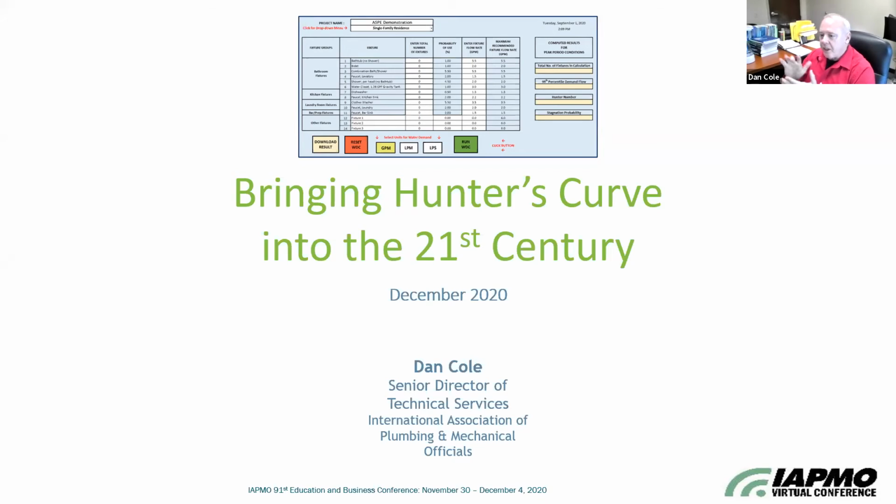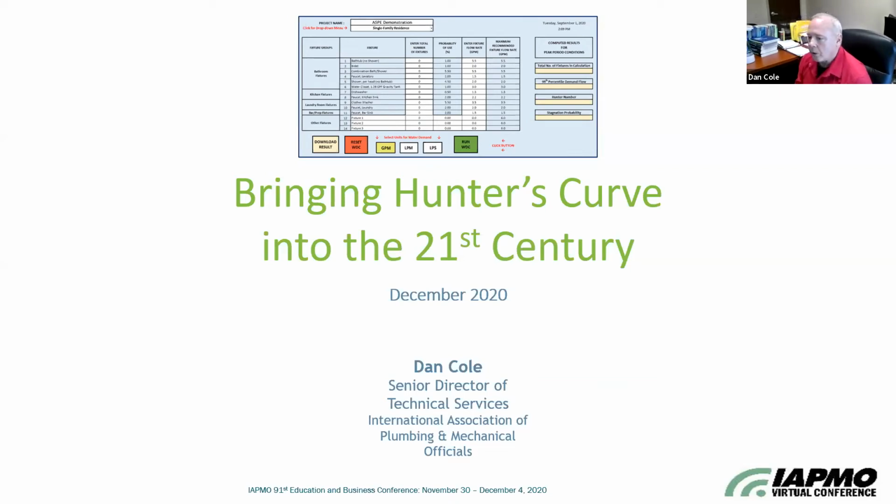The title of this presentation is Bringing Hunter's Curve into the 21st Century. A significant part of this presentation is going to show some of the updates to version 2.0 of the water demand calculator, and some of the changes and reasons why we made some of the changes.